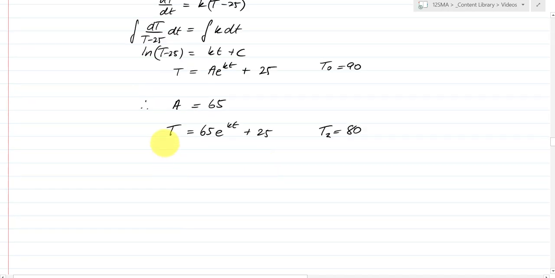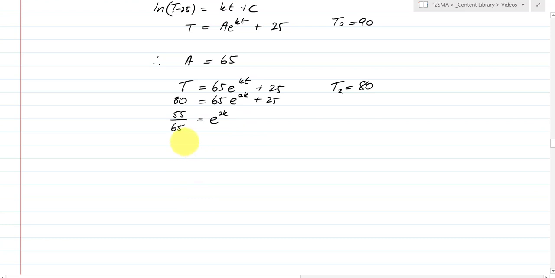So therefore I get this: 80 equals 65e^(2k) plus 25. Subtract 25, divide by 65, and I get 55 over 65 equals e^(2k). Take a log of both sides, divide by 2, and I get k is equal to a half log of 55 over 65, which is 11 over 13, by the way. And that's my k value.